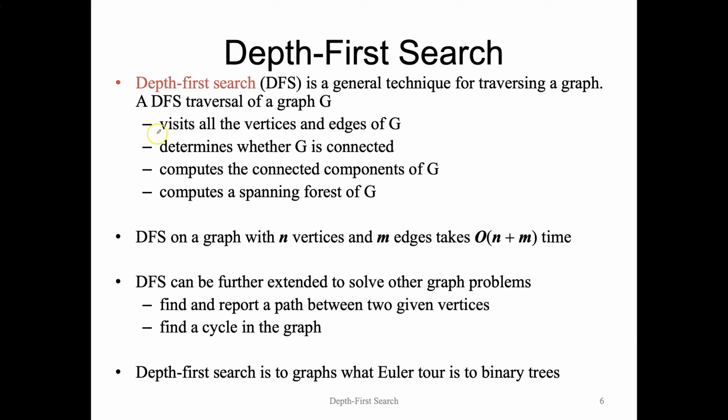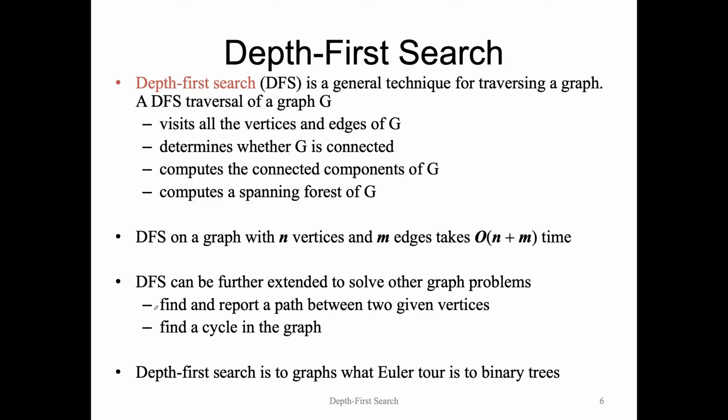So we'll be able to figure out if our graph is connected, and if it's not connected, we can at least find all of the different connected components of our graph. And we'll be able to compute a spanning forest of our graph. So these are things that we'll immediately obtain by doing a depth first search on our graph. Now we can also use DFS and expand it just slightly in order to solve a variety of other problems. For example, finding a path between two vertices, or finding if there's a cycle in our graph.